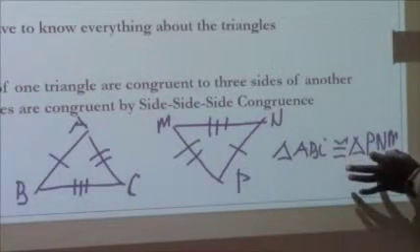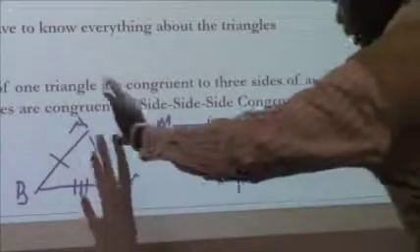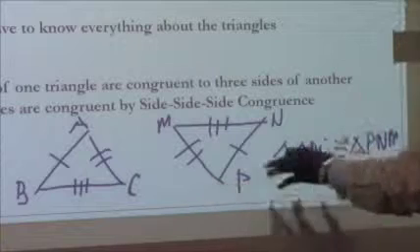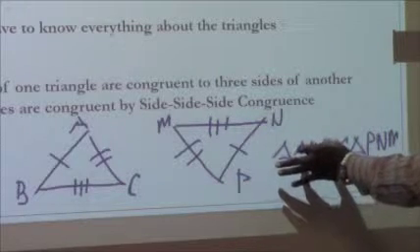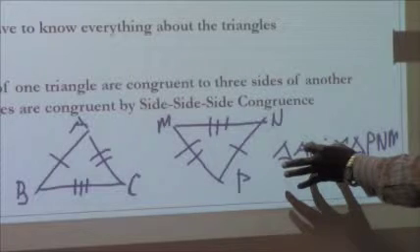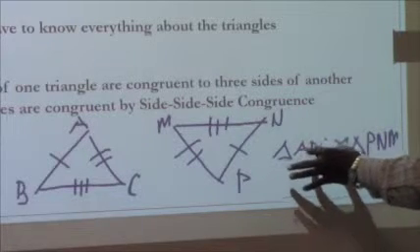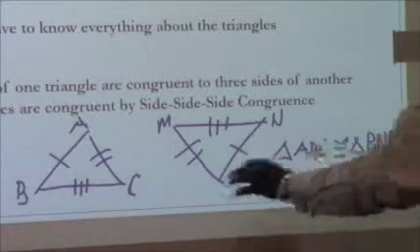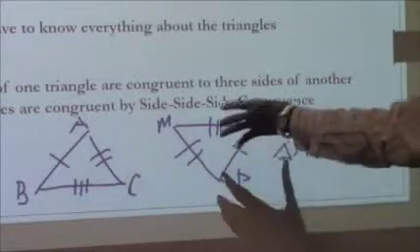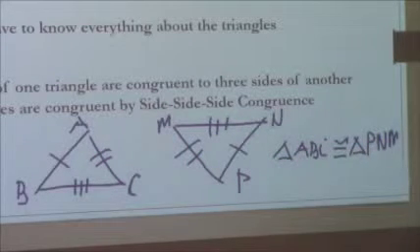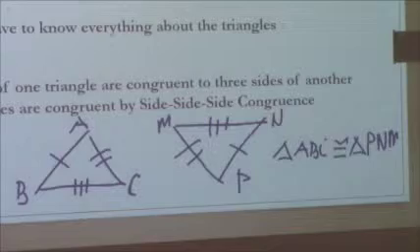Let's see, AB is congruent to PN. Correct? Then what do I have? AC, where's AC here? First and last must be congruent to MP, first and last. And then BC is congruent to MN, BC, last two, MN. So now I can show that. Good.